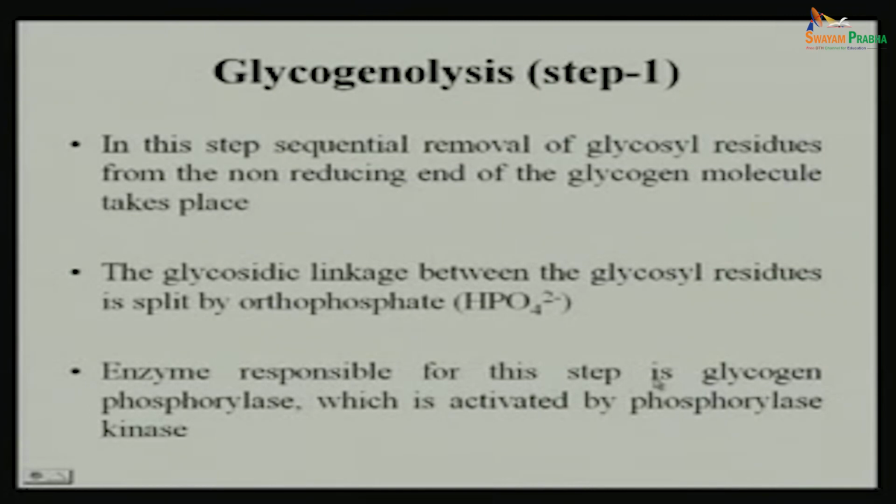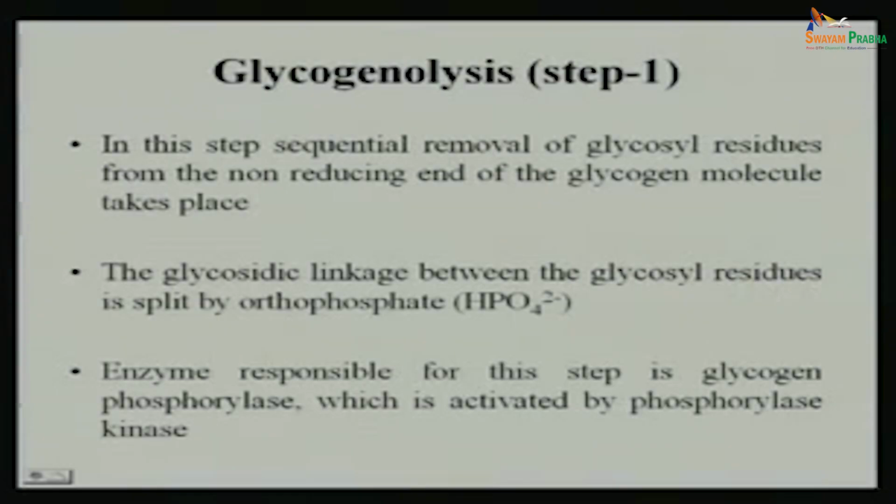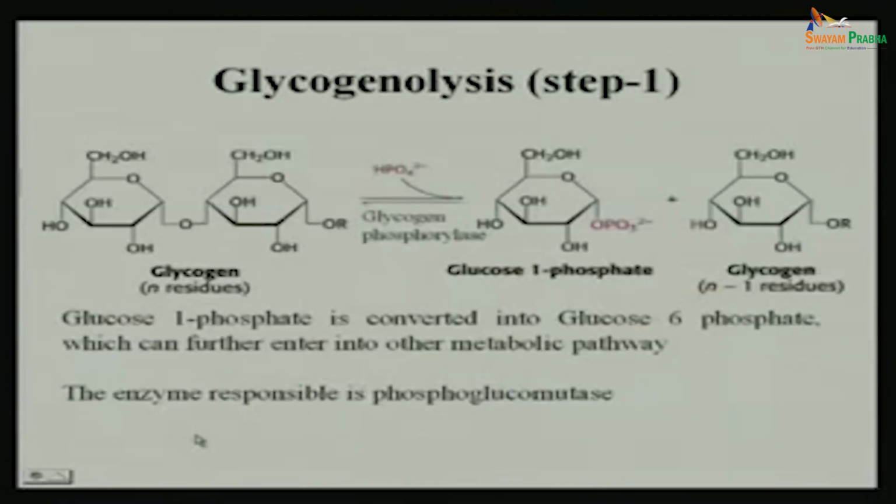Now, this particular enzyme is very important as far as the breakdown of glycogen is concerned. In case of glycogen synthesis, a different enzyme was playing the significant role, but here during this breakdown process, glycogen phosphorylase in the presence of phosphorylase kinase is playing a significant role.